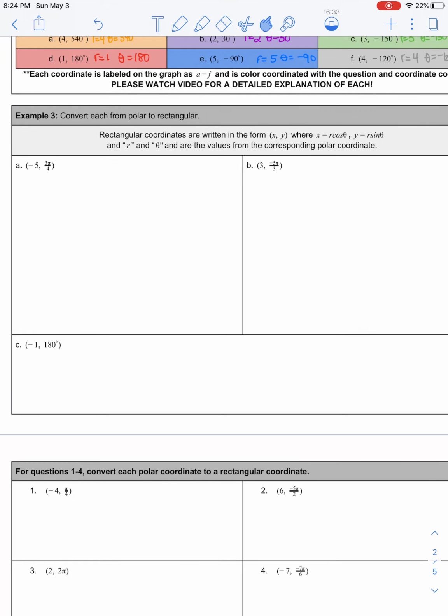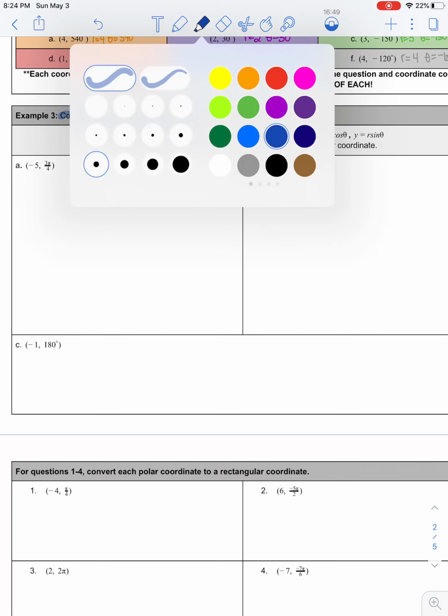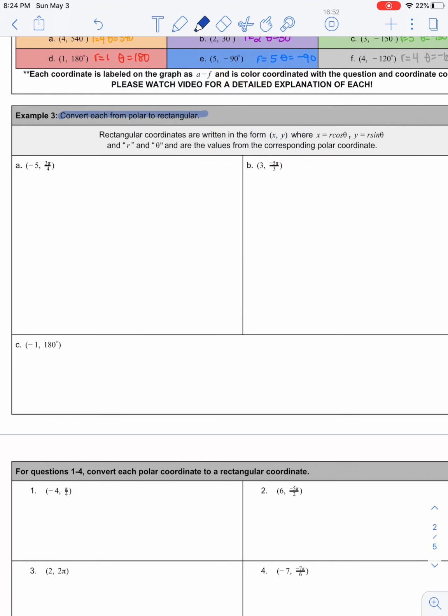All right, so this video is going to cover example 3, parts A through C. Example 3 is taking us through this idea of converting a point in polar form to rectangular form, okay? So you can see here in this little description that rectangular coordinates are written in the form x comma y, right? That's not new news. We know this. But here we can define x to be r times cosine of theta and y to be r times sine of theta, where r and theta are the values from the corresponding polar coordinate.